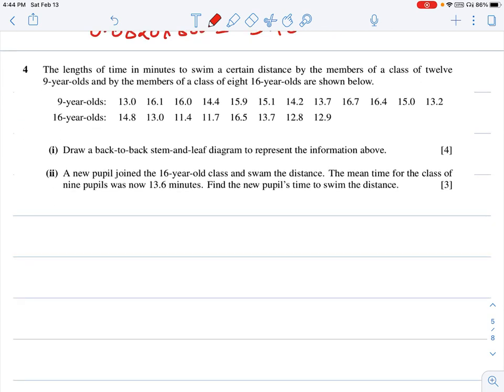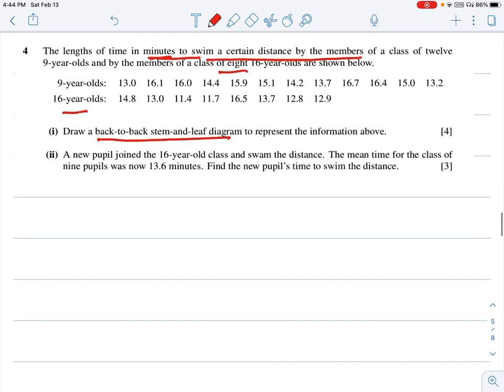Question number 4. Draw a back-to-back stem and leaf. I can see it is 9-year-olds and 16-year-olds. Minutes to swim a certain distance by the members of class 12: 12 9-year-old students and 8 16-year-old students. So I have to draw a stem and leaf.